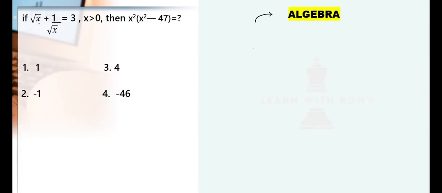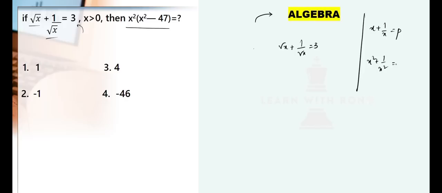Next question. Now, algebra questions. See here, square root of x plus 1 by square root of x value, they have given us 3. They asked us to find this value. We already discussed this formula, right? If x plus 1 by x is p, then x square plus 1 by x square is p square minus 2, right? So if I apply the same formula here, if I square the x plus 1 by x value, 3 square minus 2, 9 minus 2, 7.